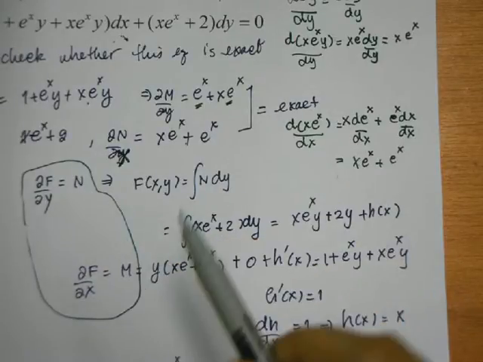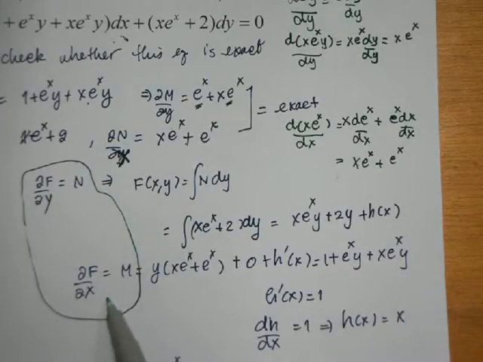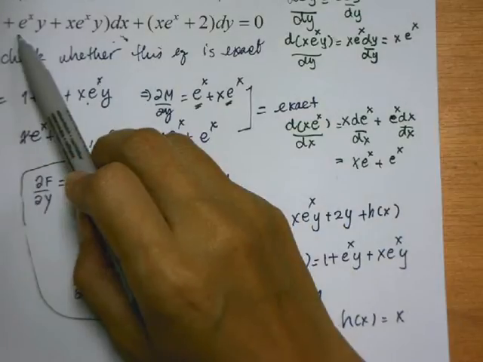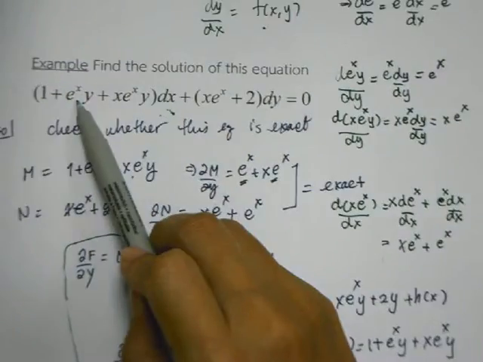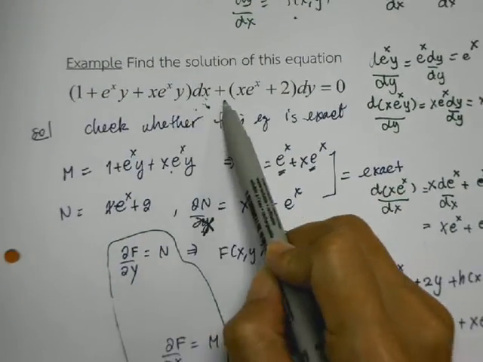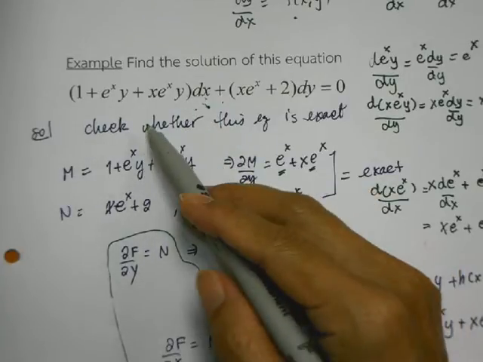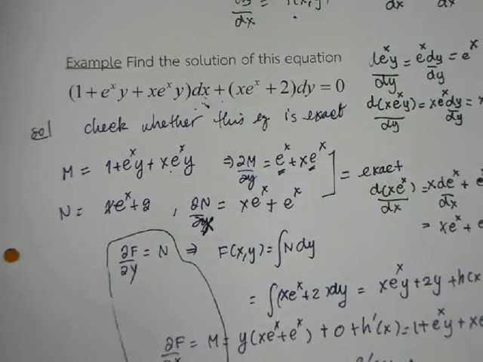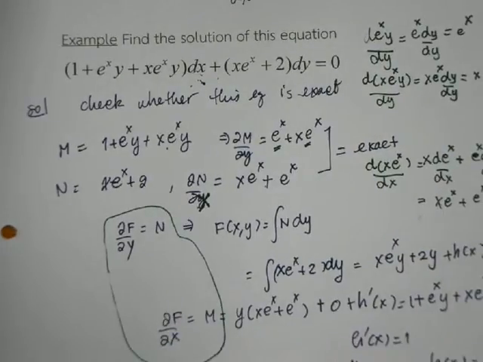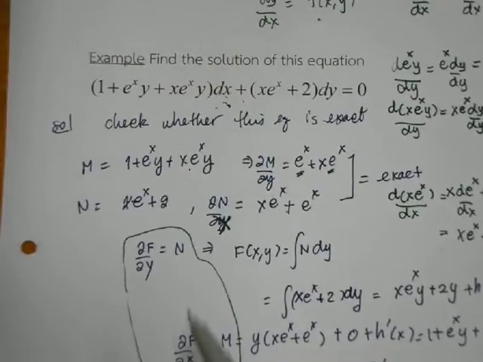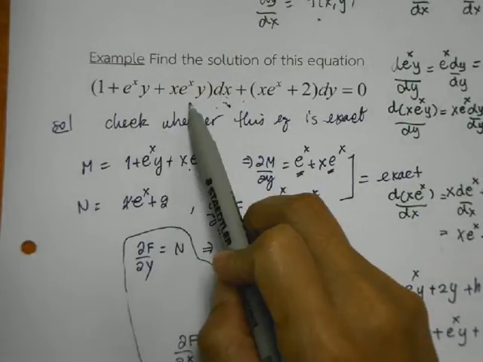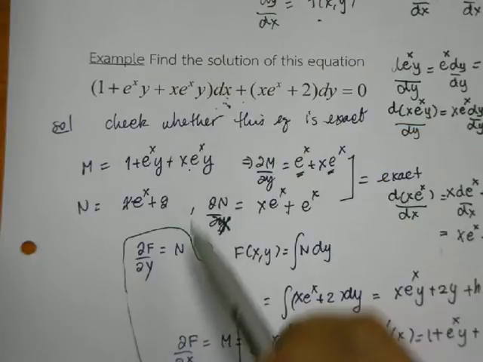If we pick this one, M is 1 plus exponential of xy plus x times exponential of xy. Then it's going to be hard for us to do the integral, right? Because we integrate with respect to x, and this one we would have to do by parts. It's difficult. So I just pick y first.